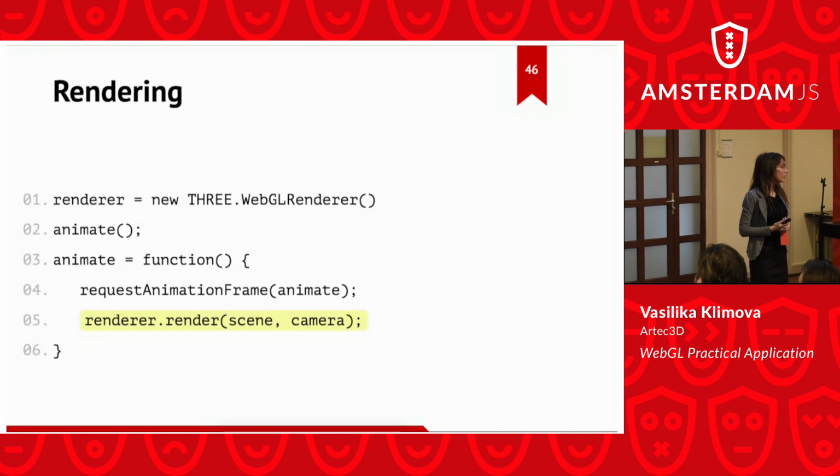Rendering. We use requestAnimationFrame. It's like the setInterval method, but requestAnimationFrame is better because it reduces CPU resources, because the browser decides when this animation should happen.